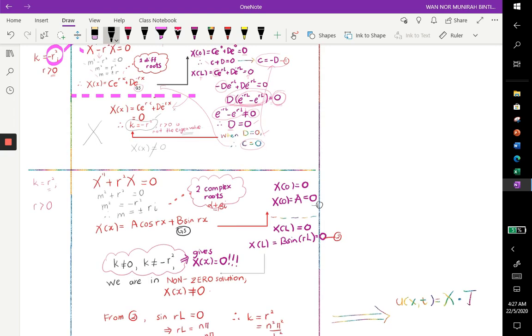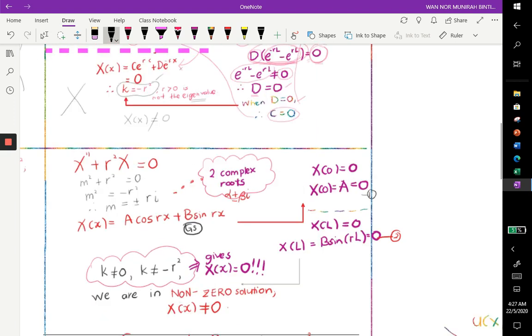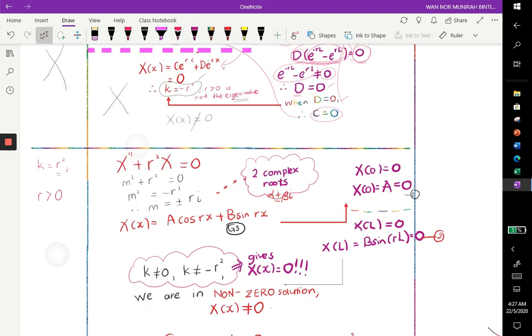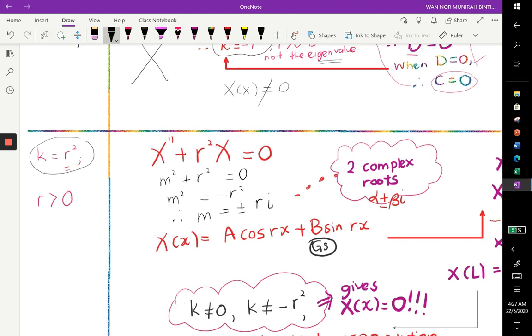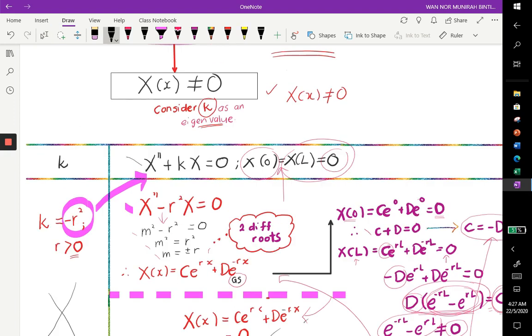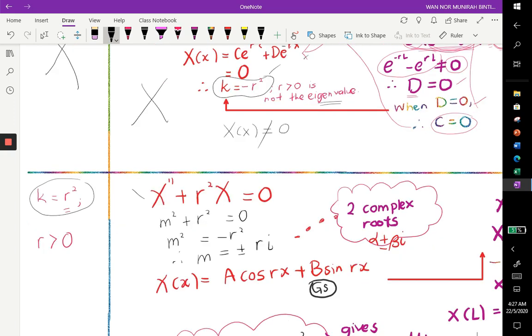Okay, so next we continue. This one is not the correct value of K. So now we continue our discussion when K equals positive R squared. Substitute into the equation just now. Your K is R squared, so that we have this one, and then transform into the form of the characteristic equation.